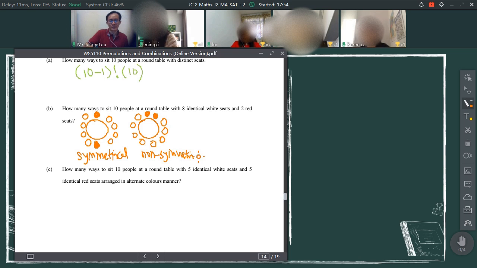Okay, let's talk about the non-symmetrical manner first. Let's talk about this case, case 2. How to arrange them in this case? Then the answer will be this. You see, this will be 10 minus 1 factorial times 10.